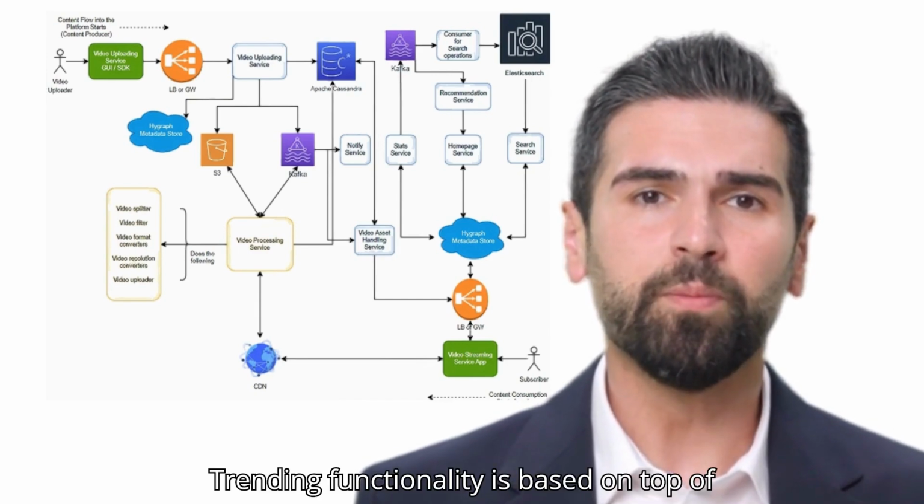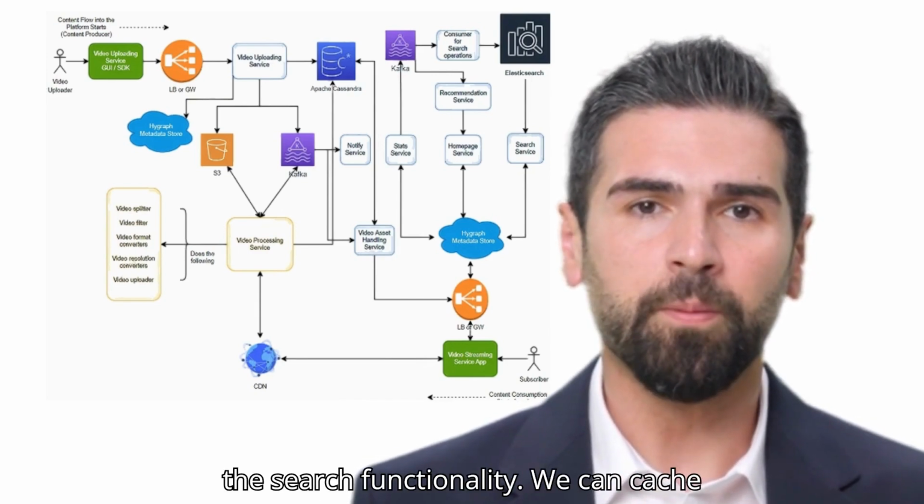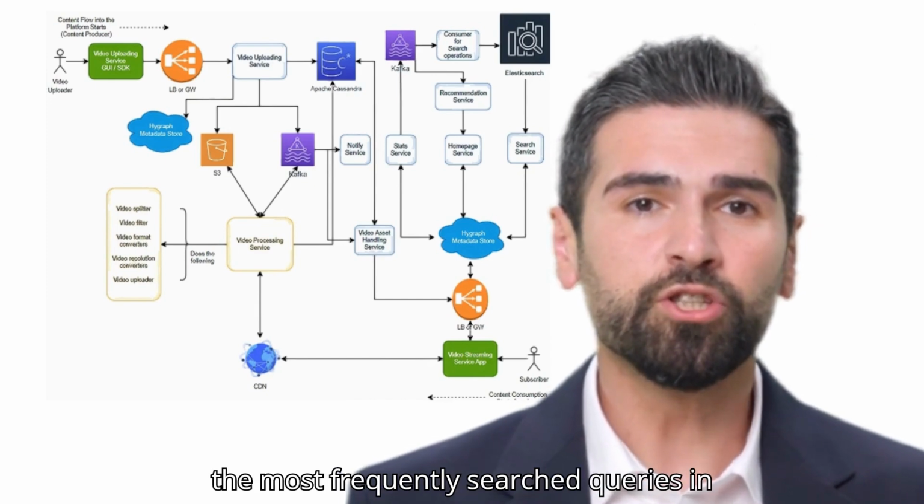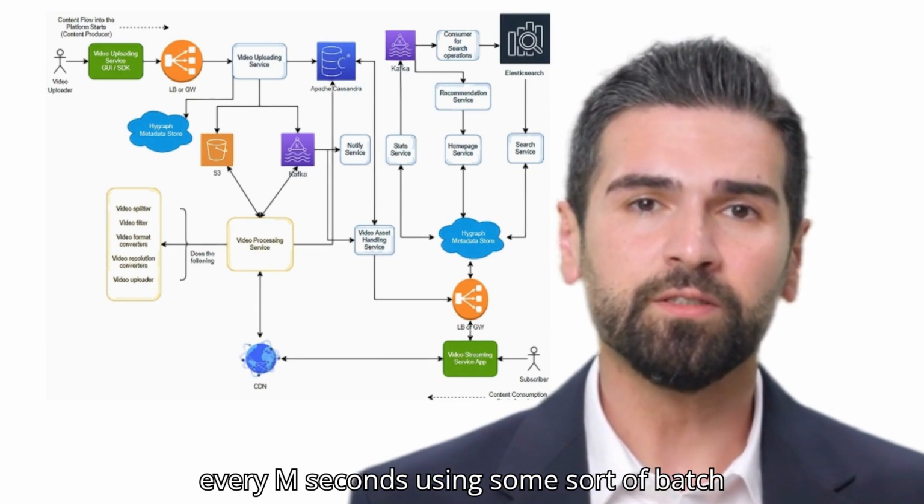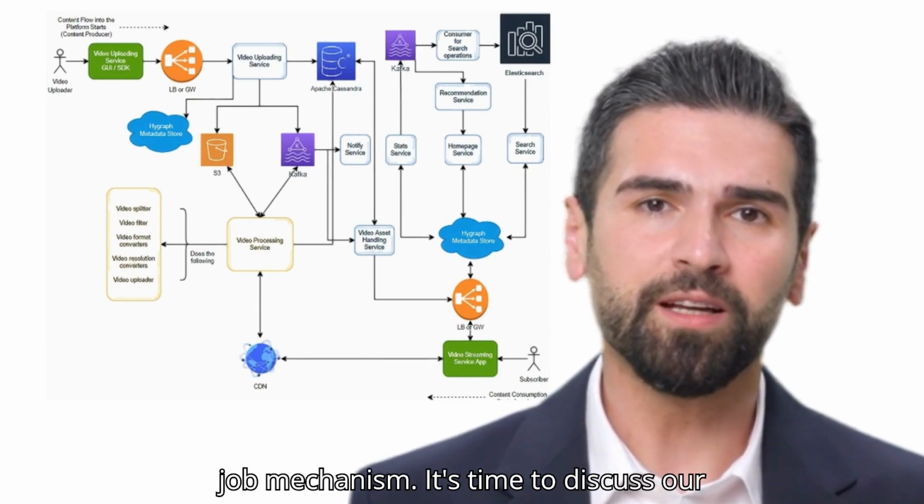Trending functionality is based on top of the search functionality. We can cache the most frequently searched queries in the last n seconds and update them every m seconds using some sort of batch job mechanism.